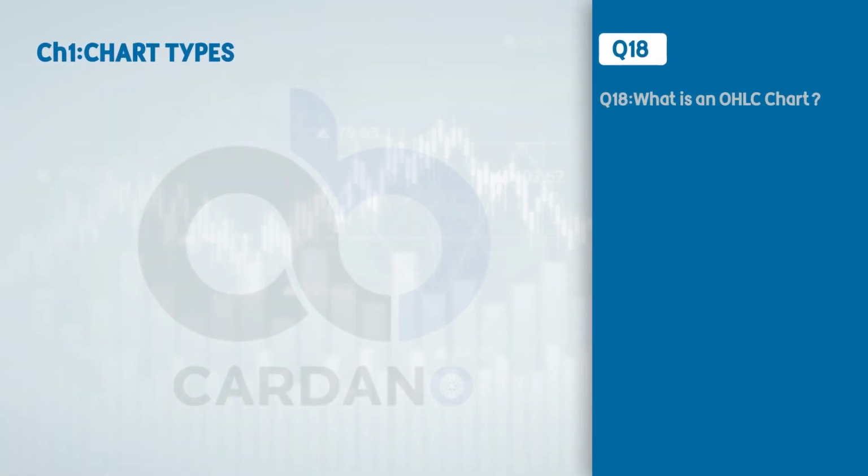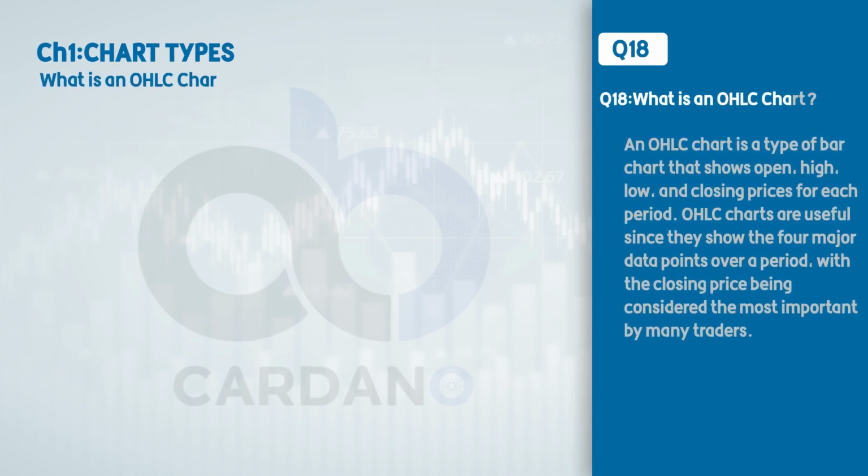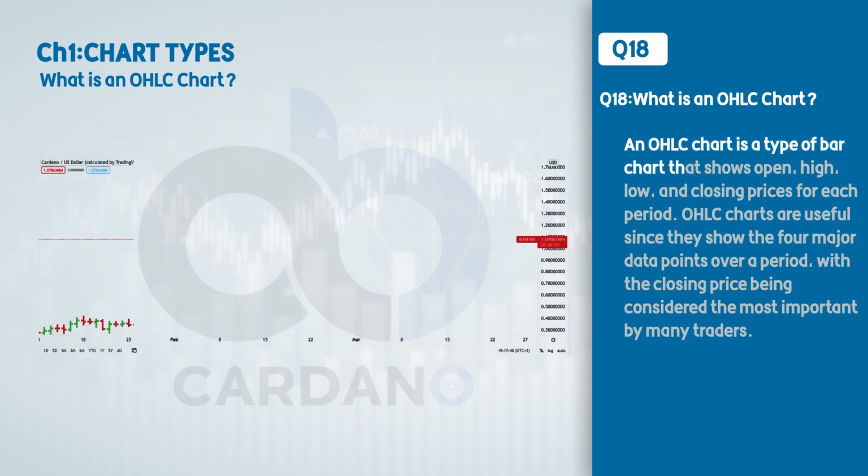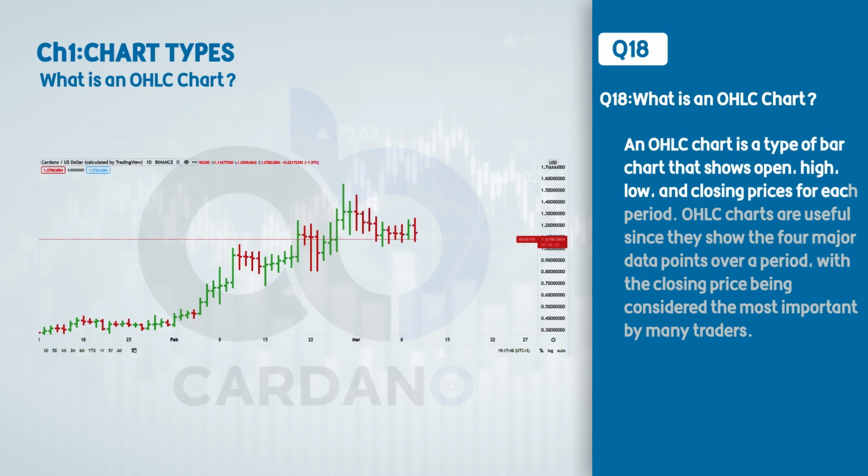Question number 18. What is an OHLC chart? The answer is, an OHLC chart is a type of bar chart that shows open, high, low, and closing prices for each period. OHLC charts are useful since they show the four major data points over a period, with the closing price being considered the most important by many traders.